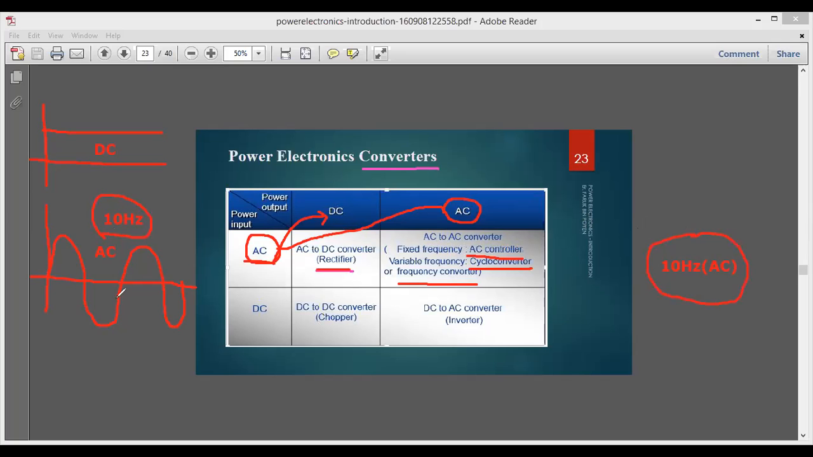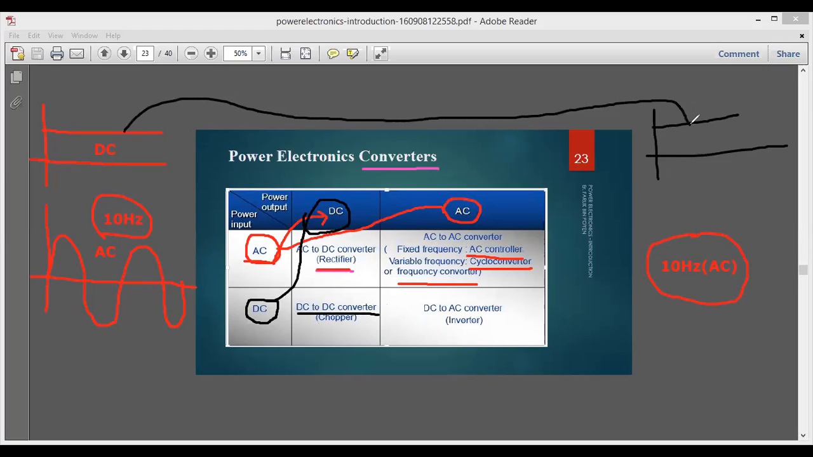Okay, this is how we go for AC to DC and AC to AC. Now we go for the reverse operation. That is, if you have the input as DC, and you want the output to also be DC, then under those conditions we go for a DC to DC converter. Your input will be DC and your output will also be DC.